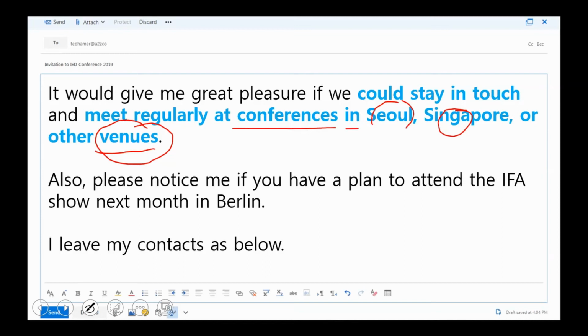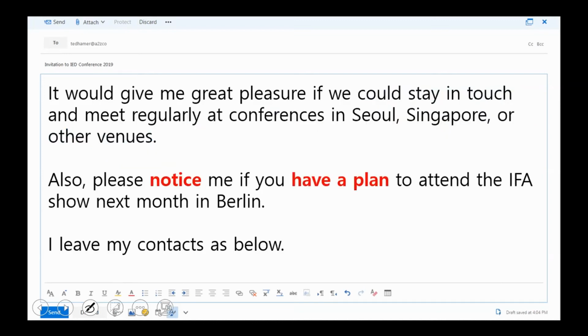Next we have, "Also please notice me if you have a plan to attend the IFA show next month in Berlin." There are two issues with this sentence. Here we have "notice" and "have a plan." Now "notice" is obviously incorrect. Many of my students will use "notice" instead of "inform," "notify," or "tell." Please note that "notice" does not mean to inform someone of something or to tell someone some information. I'll talk about this in more detail in the next unit, Unit 2, when we go over common mistakes. So "notice" is not the correct vocabulary to use here. It should be "please inform me" or "please notify me."